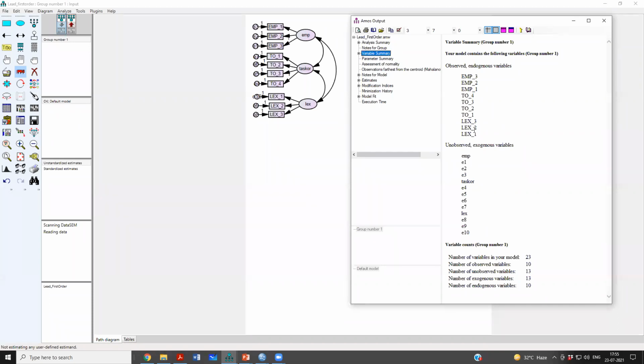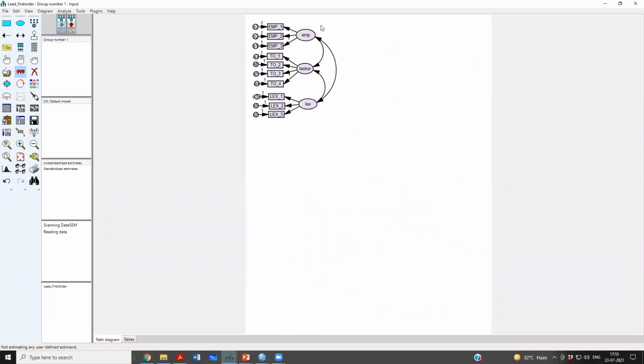Trying to run, it says that 6 variables are unnamed, though I have named everything. 6 variables are unnamed. When we run this, it says 6 variables are unnamed. Okay. Can you share your screen? Not possible, sir. I'm on a different system.